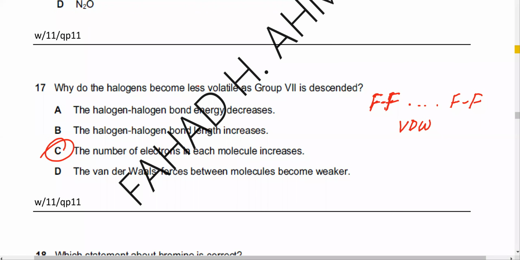So you're not going to talk about the bond, you're going to talk about the intermolecular forces. This option is wrong because it's not becoming weaker, it's becoming stronger. Bigger molecules have more van der Waals forces. Is this clear? Yes, sir.